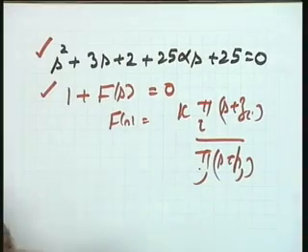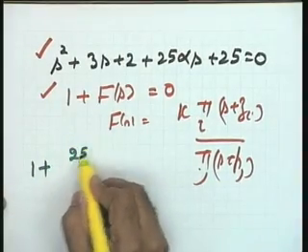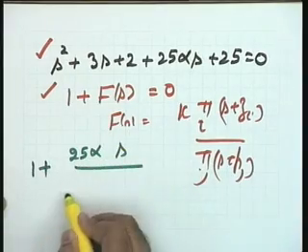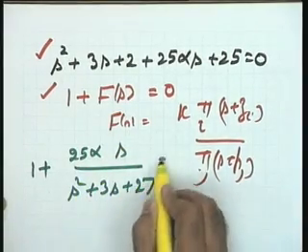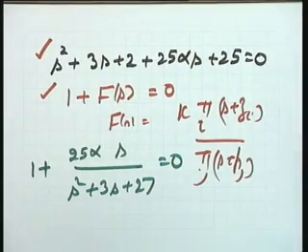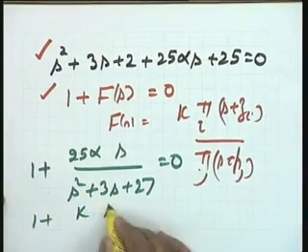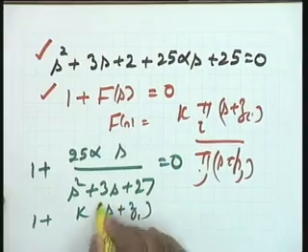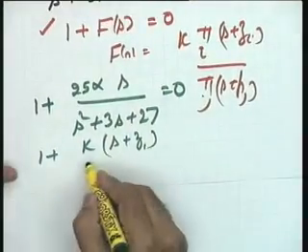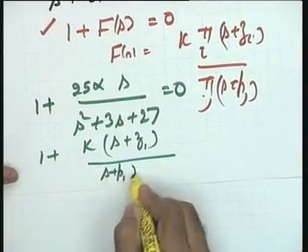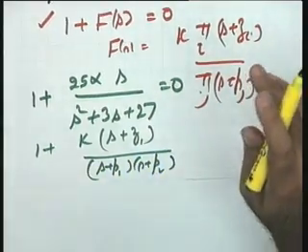If you do it for this equation, please see that 1 plus 25 alpha s divided by s squared plus 3s plus 27 equal to 0 becomes your equation, which could be written in the form 1 plus K (s plus z1), where z1 is 0 in this particular case, divided by (s plus p1) into (s plus p2), where there are two poles because it's a second order factor.